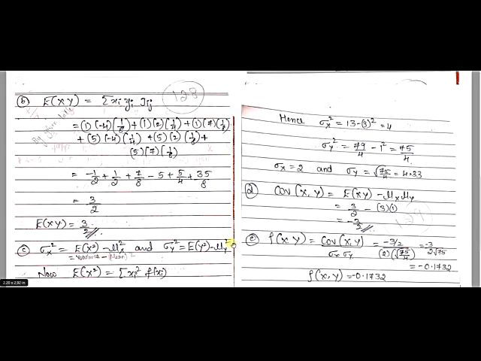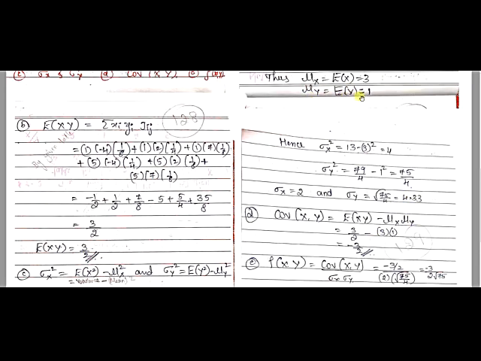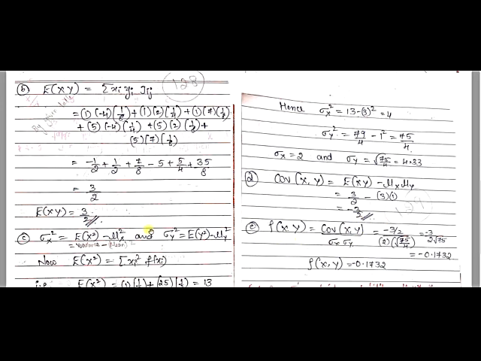E of xy is 3 by 2 minus mu x into mu y. See, mu x is 3, mu y is 1. When you simplify that, you get minus 3 by 2. Now we'll go for the last sub question, that is correlation of xy. Correlation of xy is given by covariance of xy divided by standard deviation x into standard deviation y. Covariance of xy we already found, that is minus 3 by 2, divided by standard deviation x, that is 2, and standard deviation y, that is 4.33. When you simplify that, you get minus 0.1732.